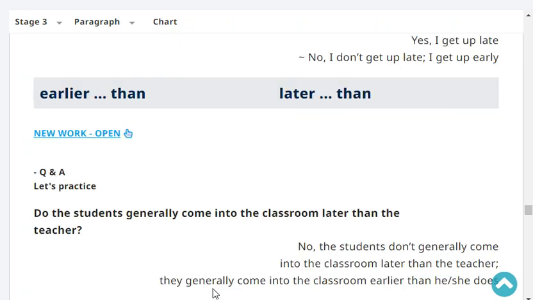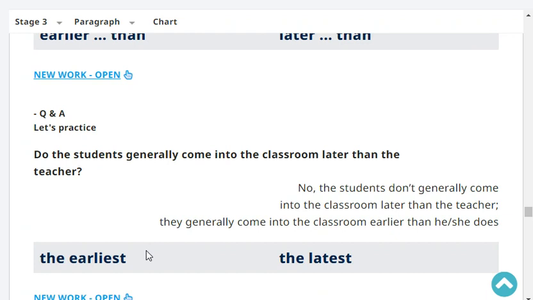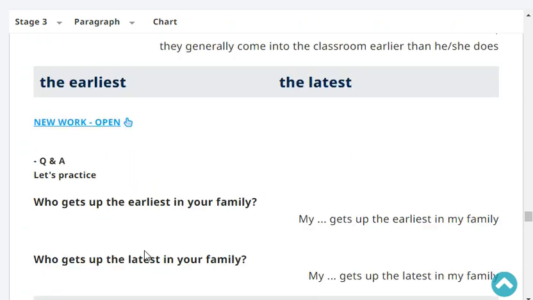Very good. Do the students generally come into the classroom later than the teacher? No, the students don't generally come into the classroom later than the teacher. They generally come into the classroom earlier than he does. Very good.